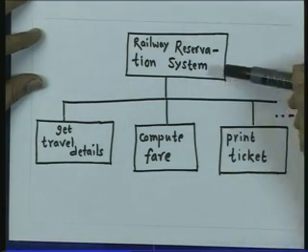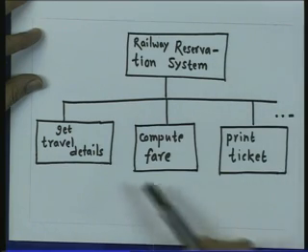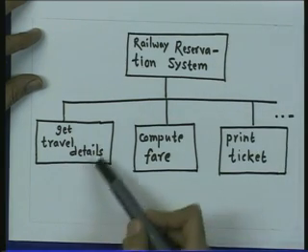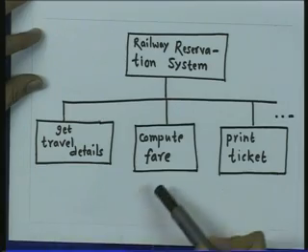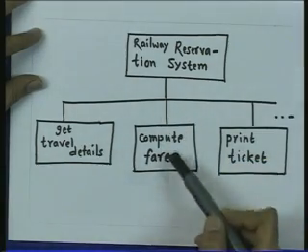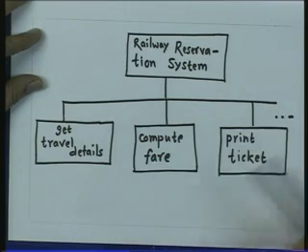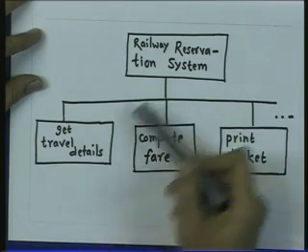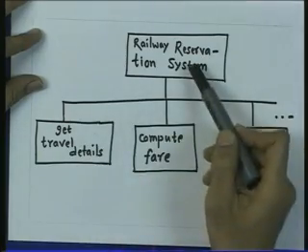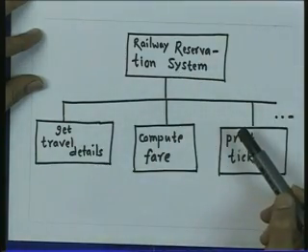This is the root function which we want to decompose. And here you see some decomposition that has been shown. There is a get travel details as a sub function of this. Another function is compute the fare. The third sub function is print ticket, and so on. Now, as you see here, we are identifying some sub functions which are required in the railway reservation system.